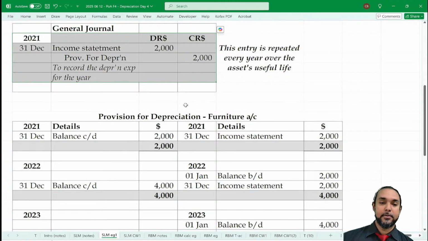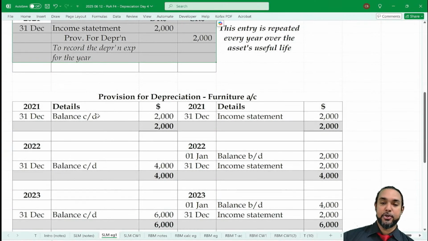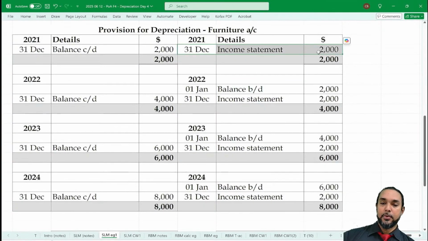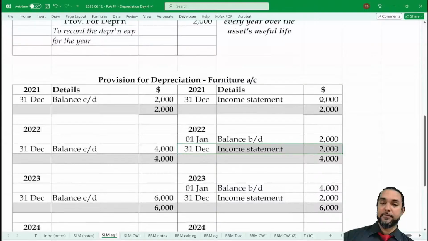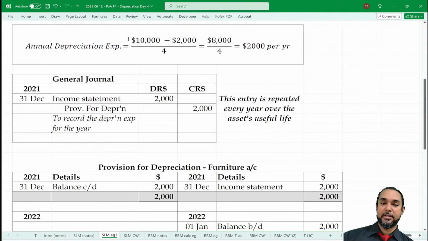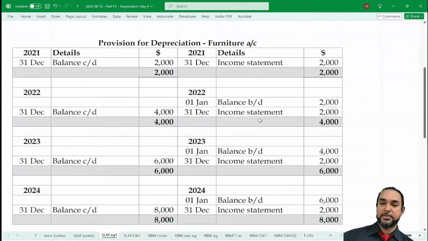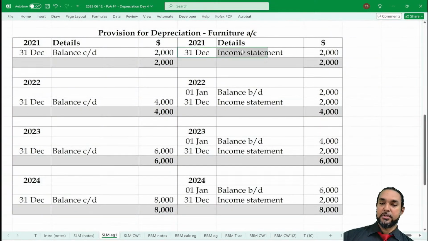Right, after we did the journal entry, we had the T account. And as you can see with the T account, every year we charged the same amount. Where did that come from? It came from the calculated figure on top here, right? So every year, 2,000 is credited to the provision account. So you see it here.